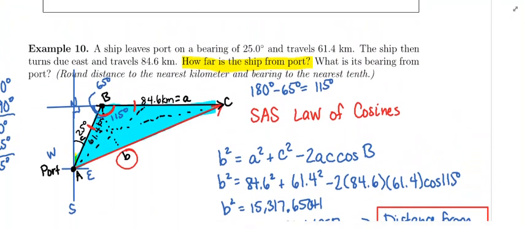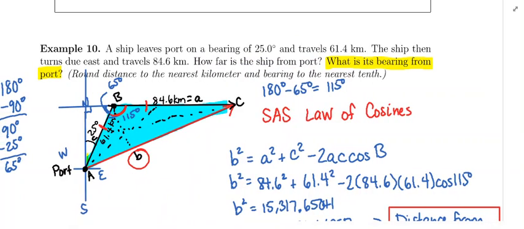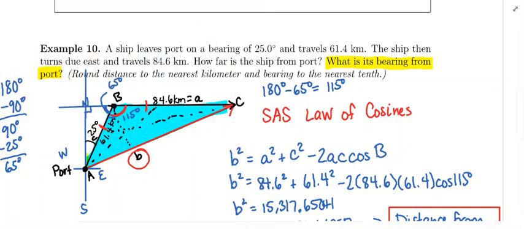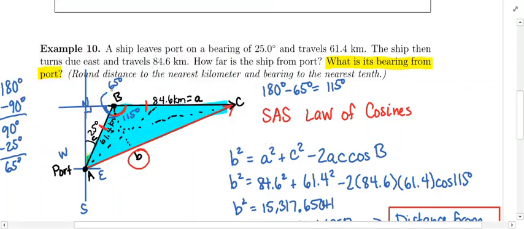Okay, the other thing we need to answer is, what is the bearing from port? Okay, so what is the bearing from port? Well, let's mark this bearing on the picture. Okay, so I'm going to use a bright color here so you can see it. When I draw the bearing, remember it is an angle measured from due north. Okay, so I'm going to line myself with due north, and I'm just basically going to rotate until I get to this red vector. Okay, so this is going to be the bearing right here. Okay, this angle, bearing.